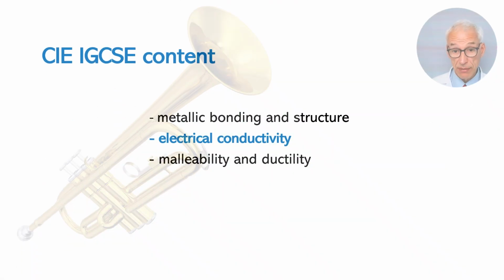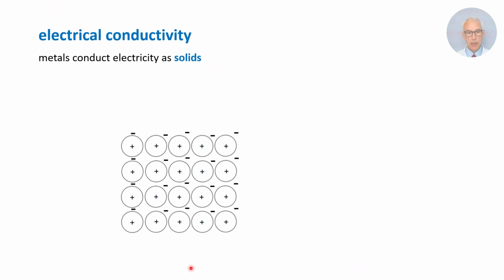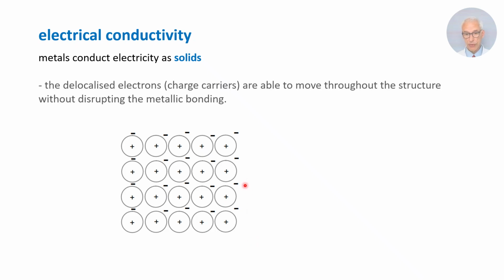Electrical conductivity. Metals conduct electricity as solids. We can explain this by looking at the structure we have just described, that is, a giant lattice of positive ions surrounded by a delocalized sea of electrons.